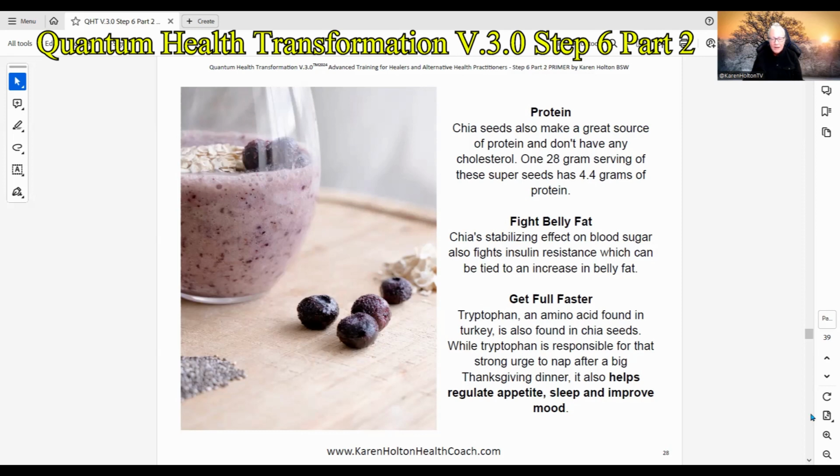Get full faster. Tryptophan, an amino acid found in turkey, is also found in chia seeds. While tryptophan is responsible for that strong urge to nap after a big Thanksgiving dinner, it also helps regulate appetite, sleep, and improve mood.